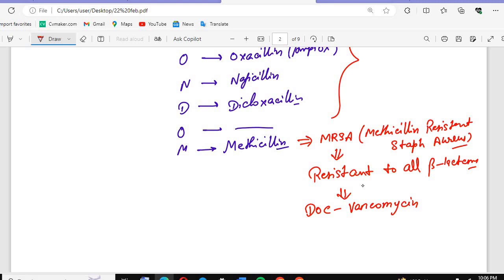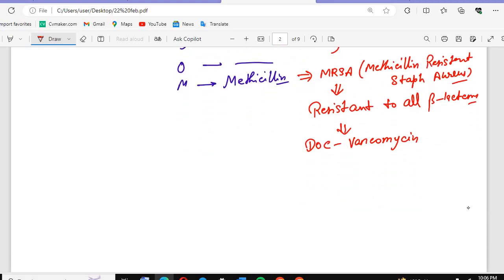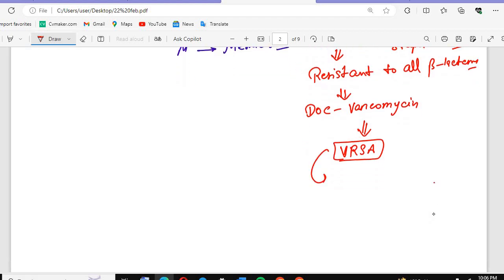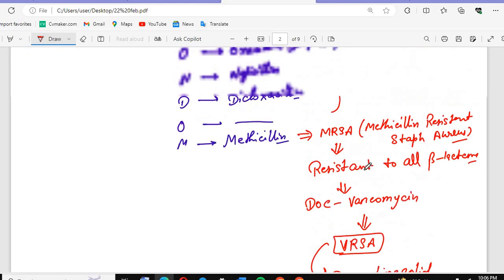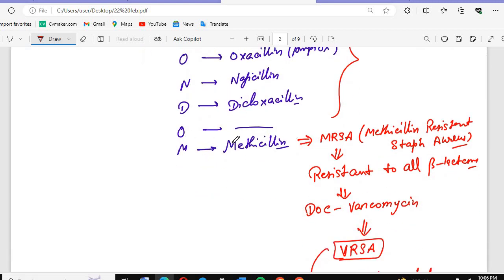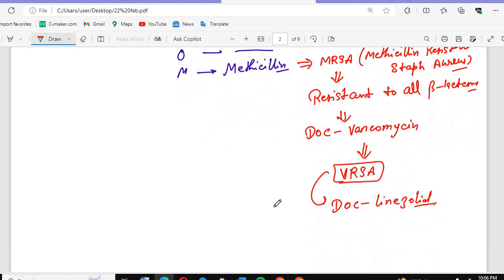But if vancomycin resistant Staph aureus, VRSA, is there, then what do we need to give? The drug of choice for this condition is linezolid. If we have any bacteria resistant to methicillin, the drug of choice for that condition is vancomycin. If vancomycin resistant Staph aureus, the drug of choice is linezolid. I hope this is clear.